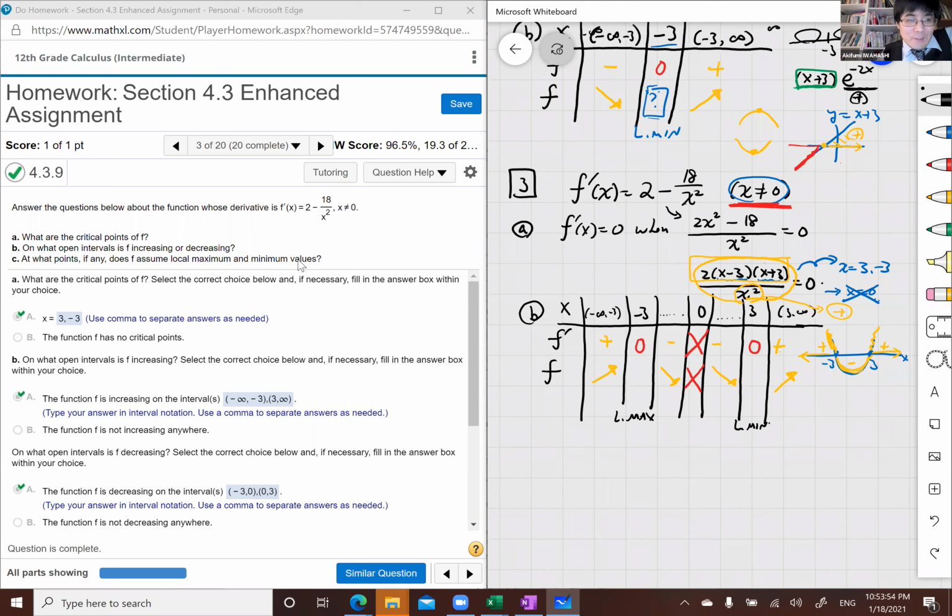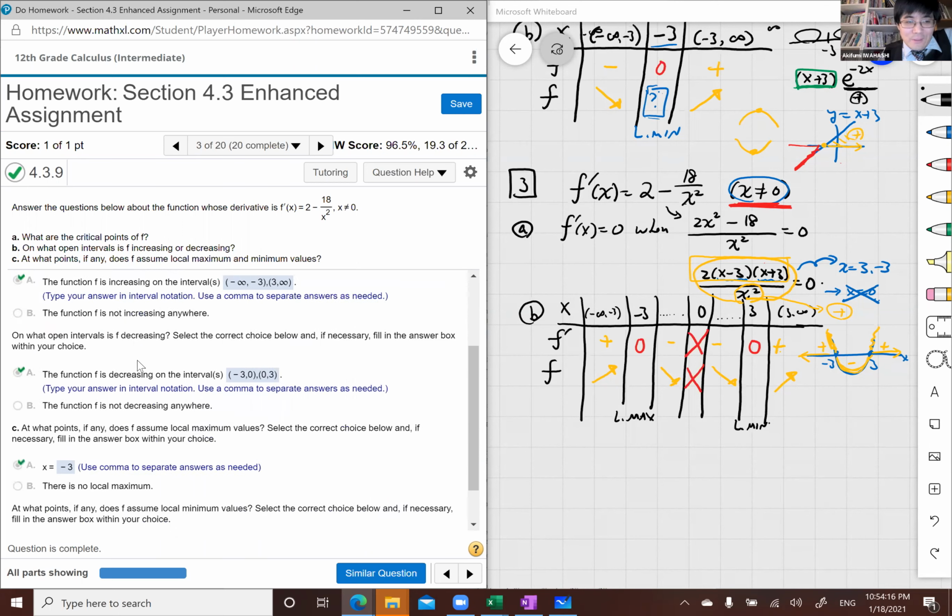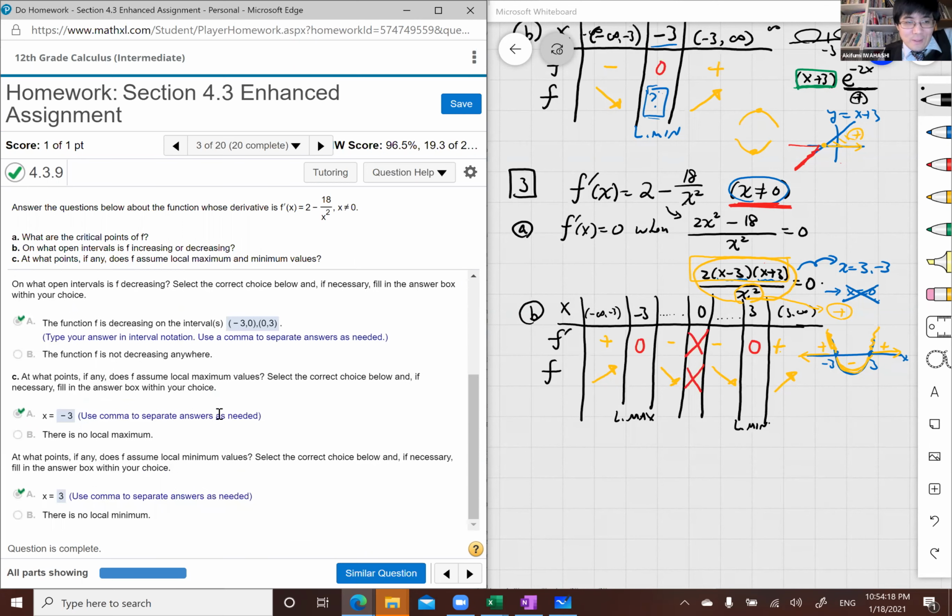Now let's answer the questions. What are the critical points of f? When x is 3 and when x is negative 3. On which interval is the function increasing? Increasing on negative infinity through negative 3 and 3 through infinity, as the table shows. So once you complete the table, you should be able to answer these questions rather quickly.